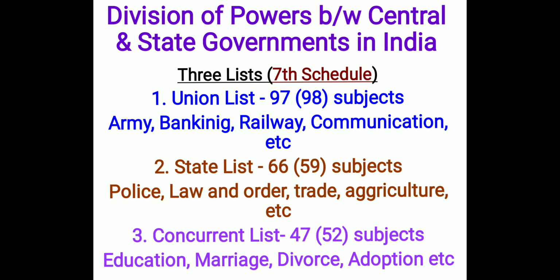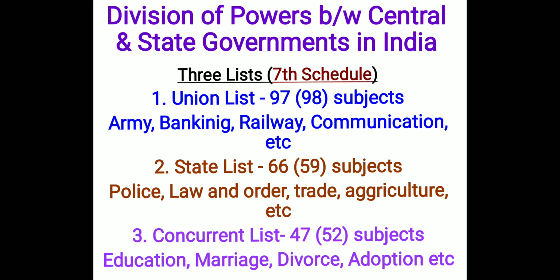Now, last part of this video is the division of powers, which is one of the most important features of federalism in India. So in India, we have adopted three lists in the seventh schedule. There are 12 schedules in the constitution, and seventh schedule relates with the three lists, and these three lists are union list, state list, and concurrent list. These three lists have different subjects, different matters.